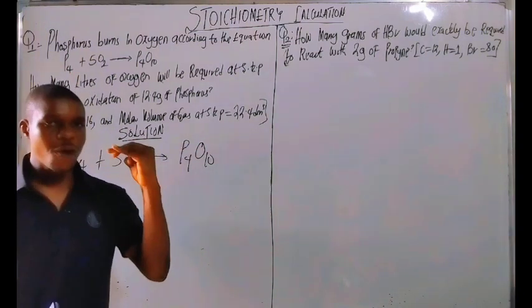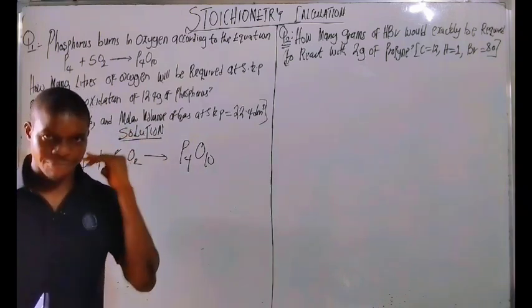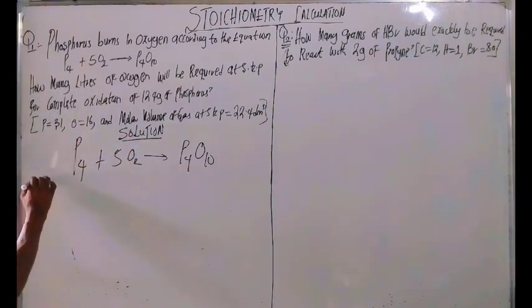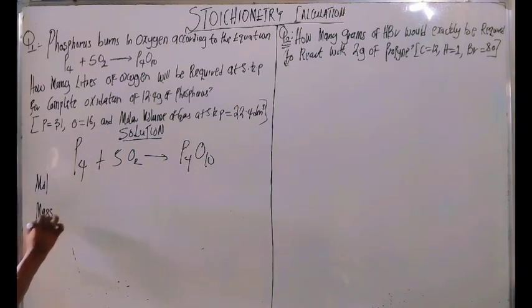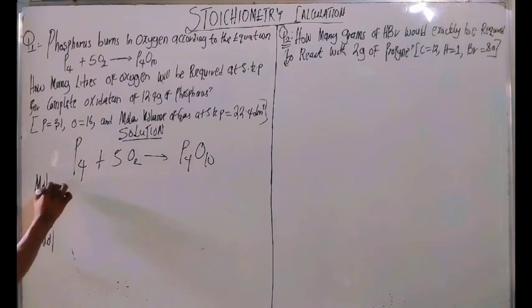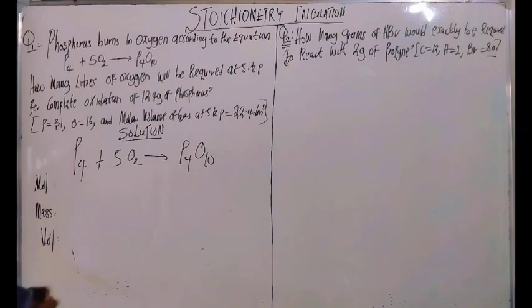Now after you have written this, the next step is to write the balanced mole, balanced mass, and balanced volume. So here we have mole, mass, and volume. You have to write the balanced mole, the balanced mass, and the balanced volume.